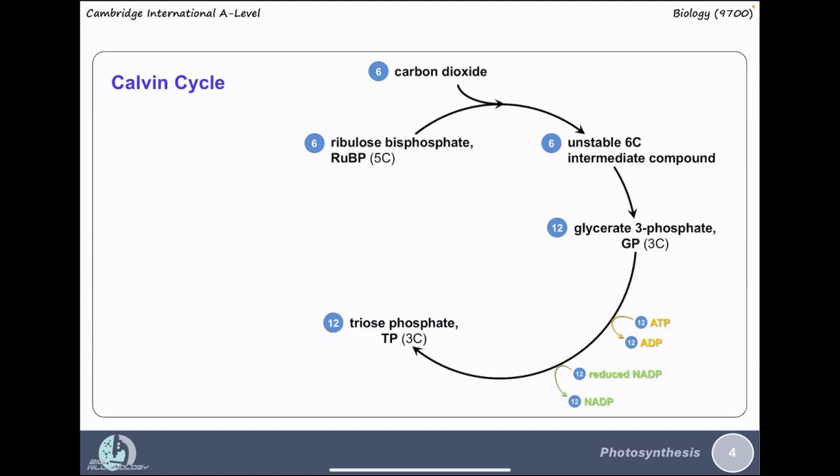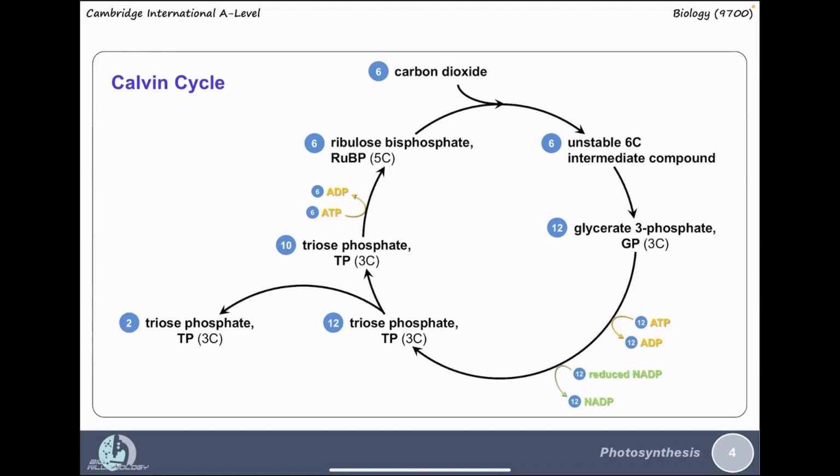Some of these triose phosphates are used to regenerate ribulose bisphosphate, or RuBP. In these reactions, ATP is needed. Therefore, ATP is hydrolyzed to form ADP. Some of these triose phosphates are used to form a glucose molecule with 6 carbons. In order to form one glucose molecule, the Calvin cycle has to take place 6 times.